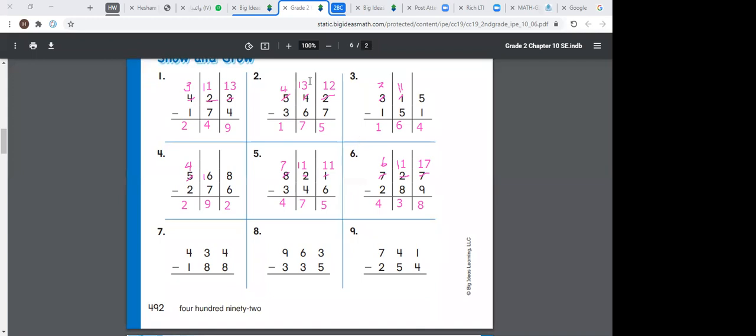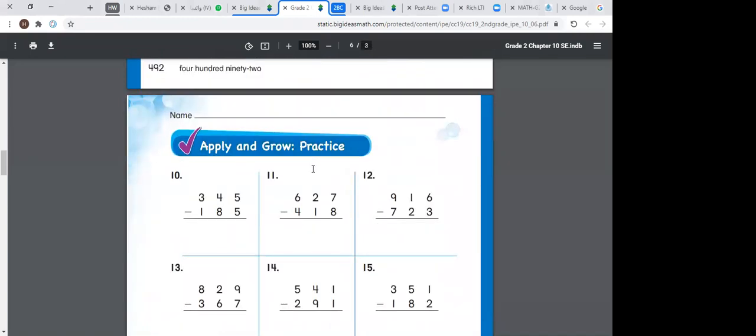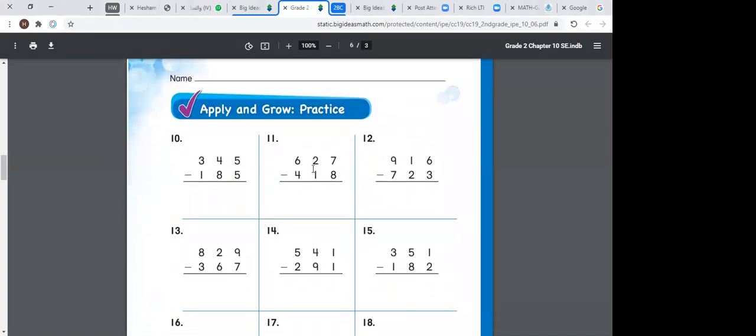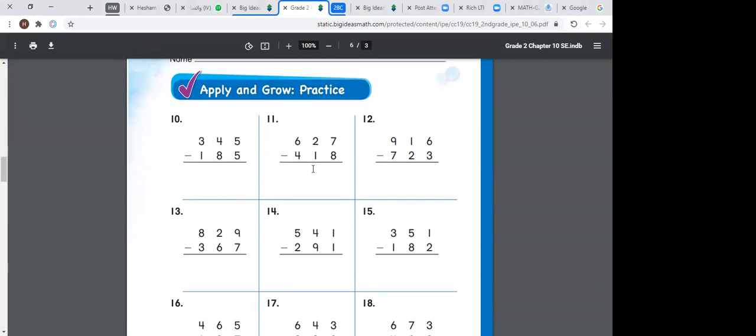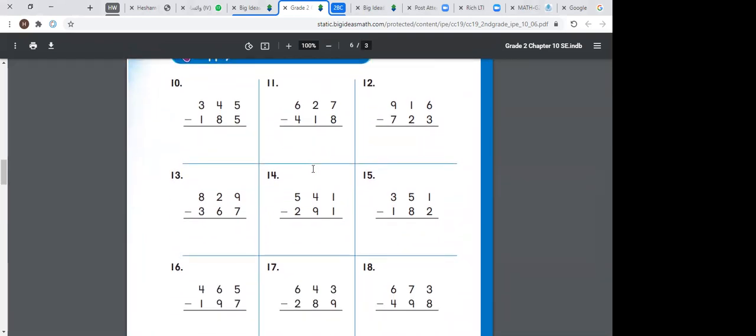Now, my dear students, I leave numbers 7, 8, 9 for you. Answer them by yourself. And turn the page, please. Grade 2, let's move to the next page to answer number 10. Let's find the super one who can help me to answer number 10. We want to get 345 minus 185.